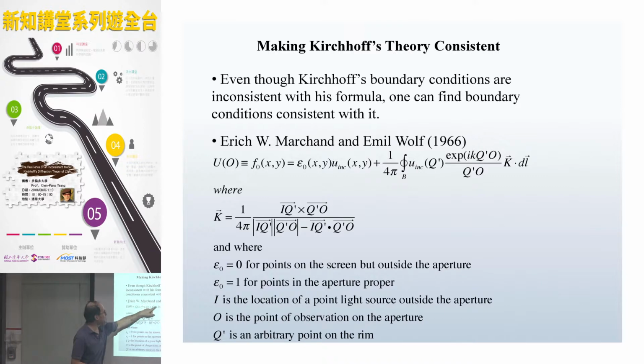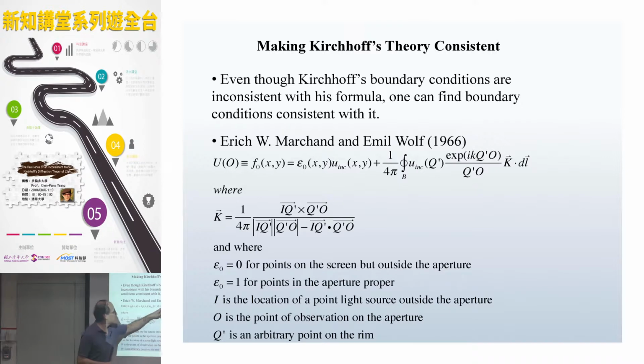But if it's inside the shadow or outside of the aperture, this epsilon is 0, so this term is 0. So this corresponds exactly to Kirchhoff's boundary condition, namely, the field vanishes in the shadow, and the field is identical to the incident fields in the aperture. But this is the additional term, which makes the boundary more interesting, right?